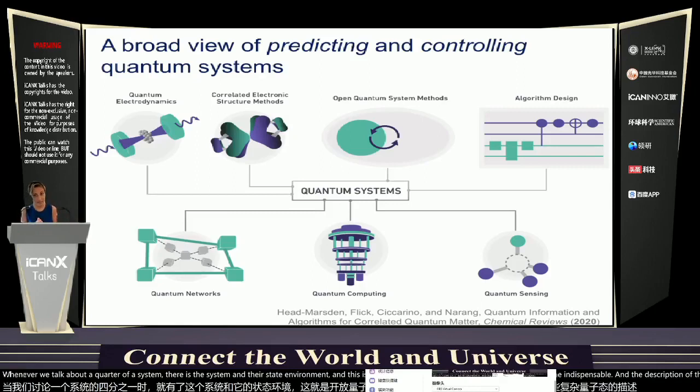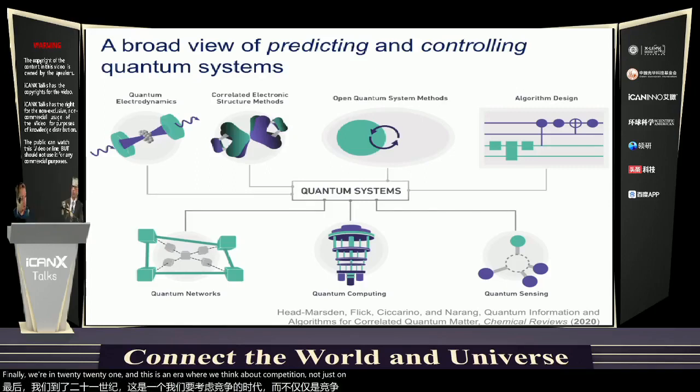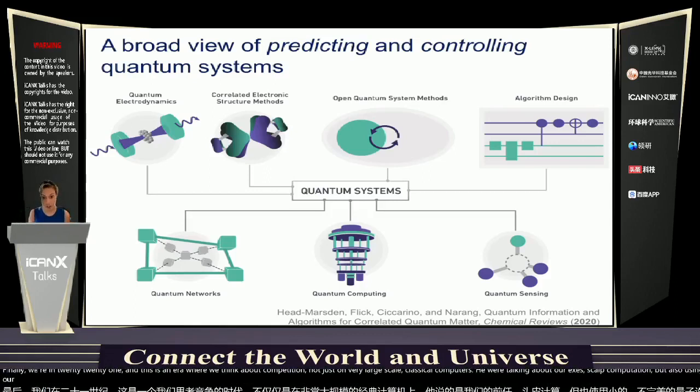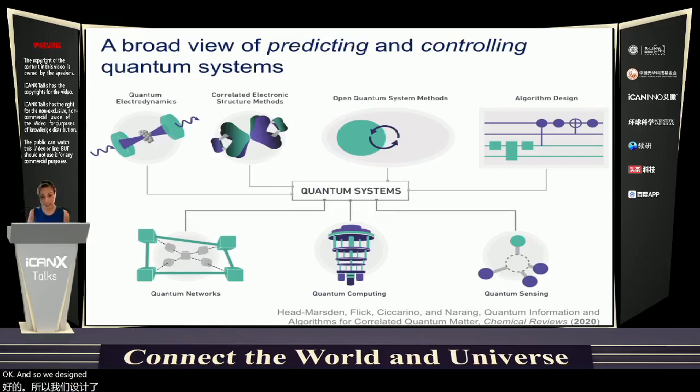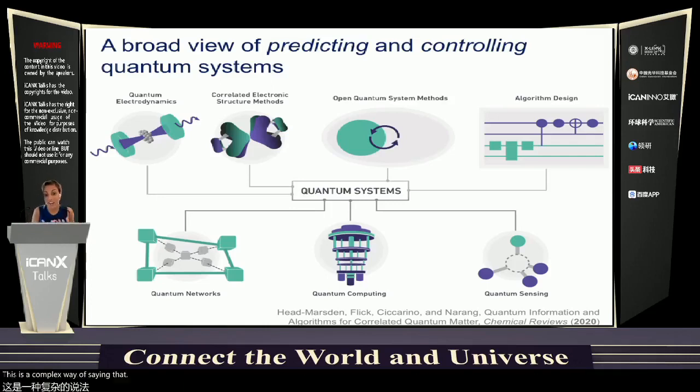states. Finally, we're in 2021, and this is an era where we think about computation not just on very large-scale classical computers, and we're talking about now exascale computation, but also using small, imperfect quantum devices to also leverage those in our calculations. Okay, and so we design some of these algorithms. We think about the quantum, we also think about how you can actually come up with some of these hybrid algorithmic approaches.